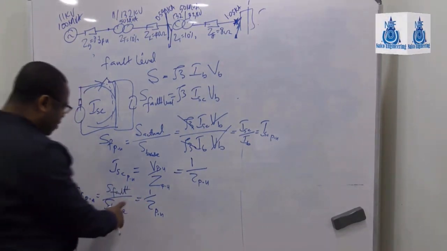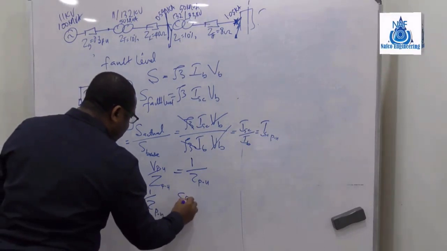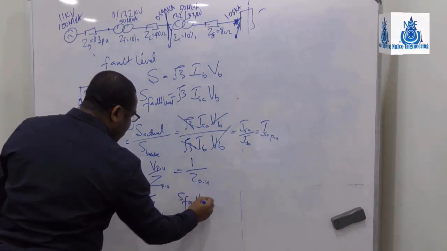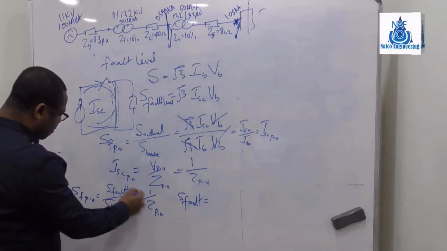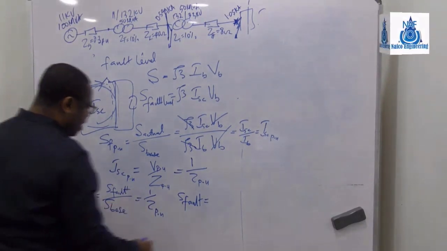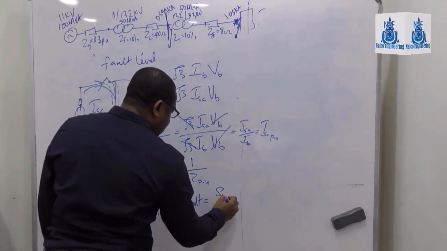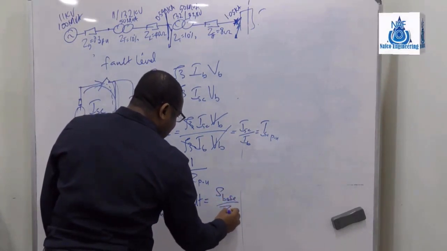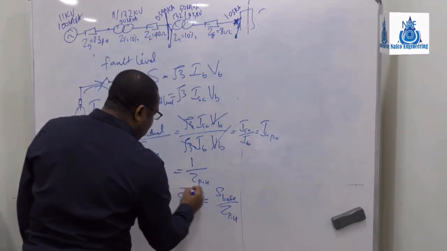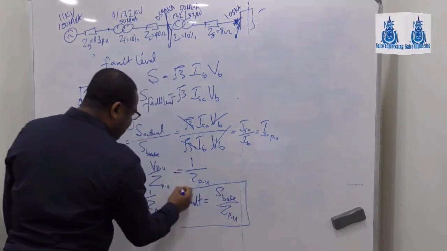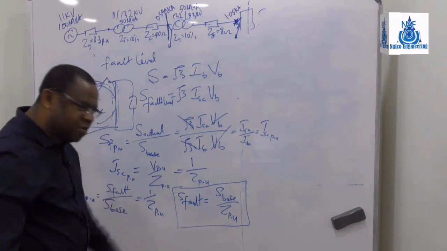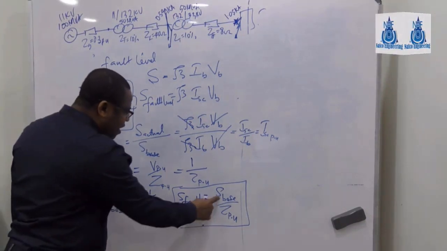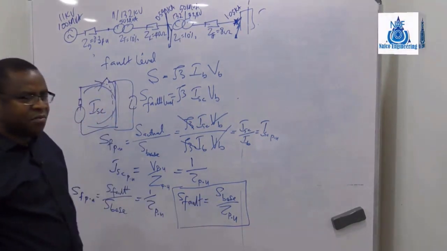So that if you want to calculate S fault only with respect to per unit value impedance, you can cross multiply and get that S fault is S base over Z per unit. This is just what I want you to know, okay? Not to derive anything. Don't derive anything here. This is just what I want you to know, that S fault is S base over Z in per unit.